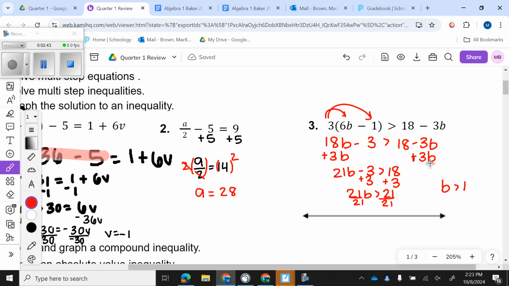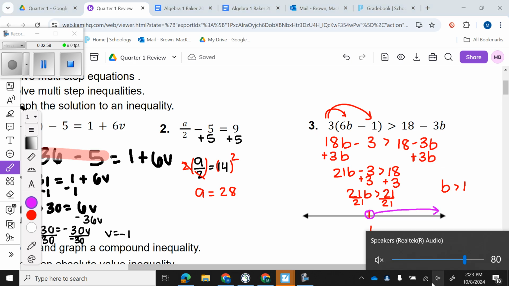Okay, from here, I've got to graph this on the number line. So I'm going to put 1 on my number line. I have to decide if this is open or closed. Because there's not a line underneath it, it's going to be open. And this says b is greater than 1, so I'm going to draw it to the right because that is greater than.